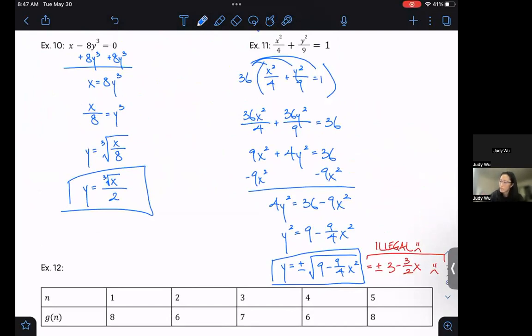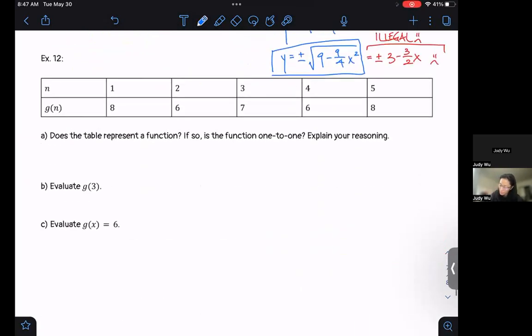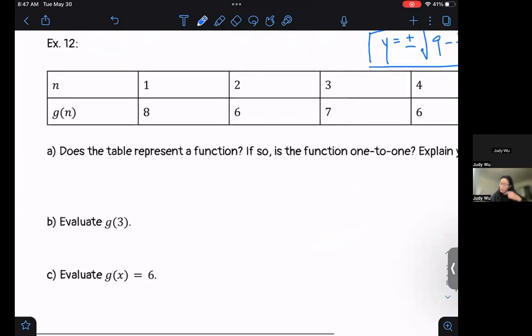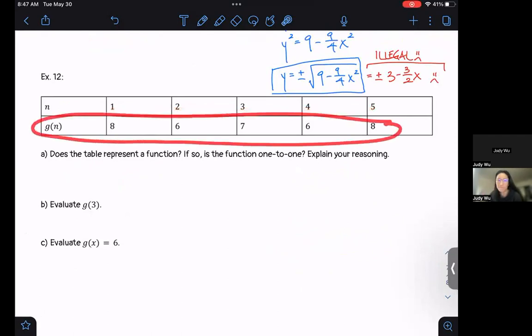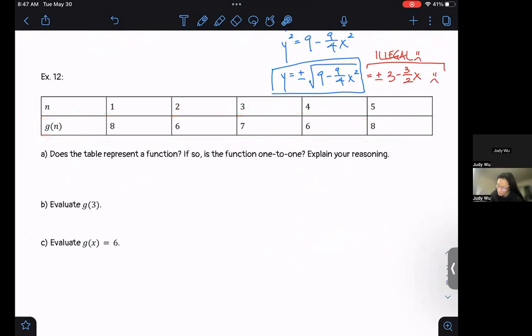All right, my friends, we've got 2 more examples left here, and we are just about done. So example 12 looks like we've got a table. We've got some n values that go across, and we've got some g of n values. I know our tables have been up and down, like vertical in columns, but they can also go side to side like this, and it's fine.